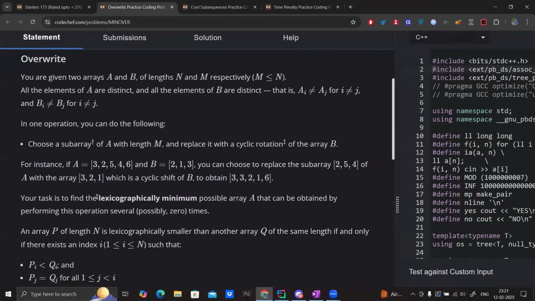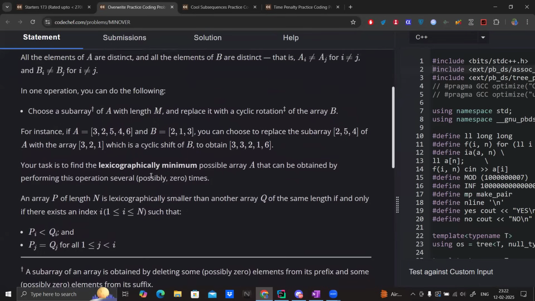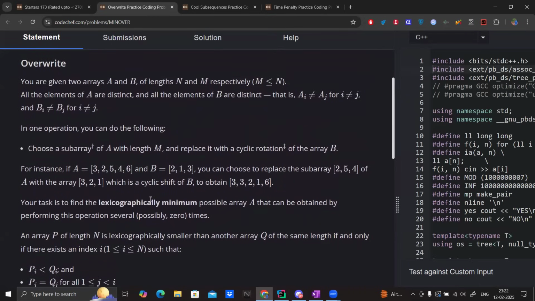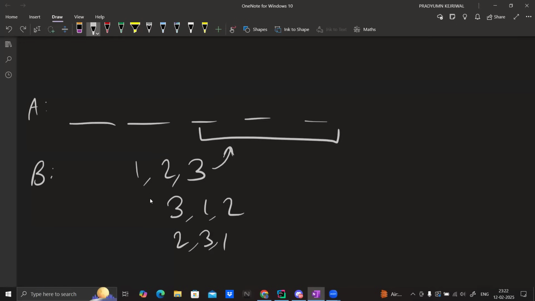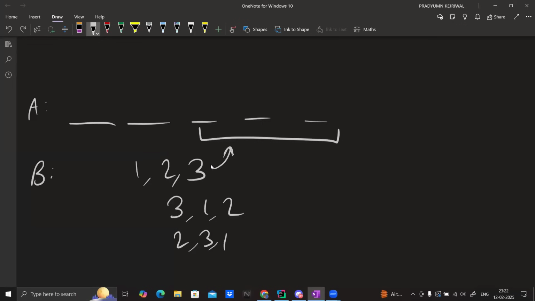Your task is to find the lexicographically minimum possible array A that can be obtained by performing this operation several or possibly 0 times. Okay, so they have given us the definition of lexicographically smaller, and I think most of us know what it is. So our task is that we have been given two arrays and we have to do this operation any number of times on array A to make it lexicographically minimum, right? So how will we proceed?